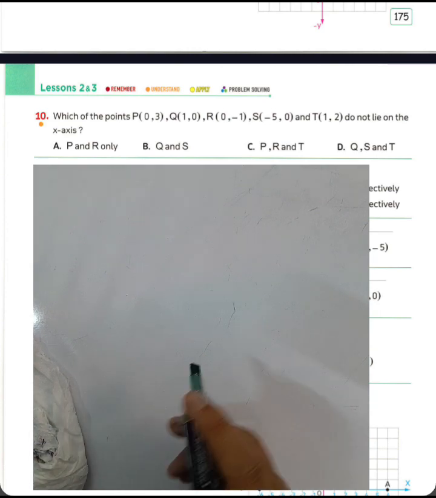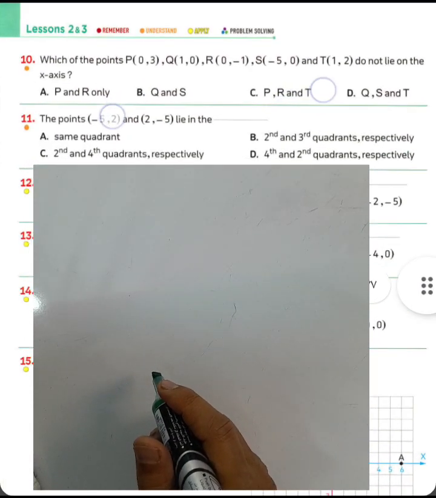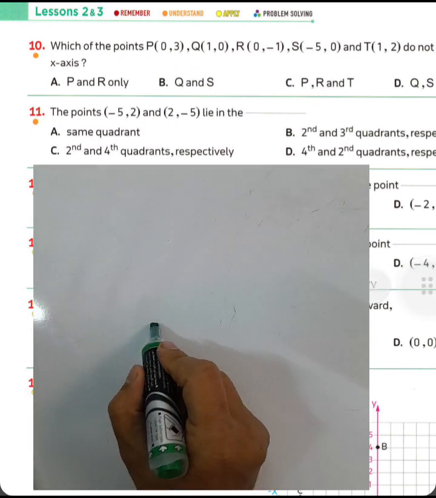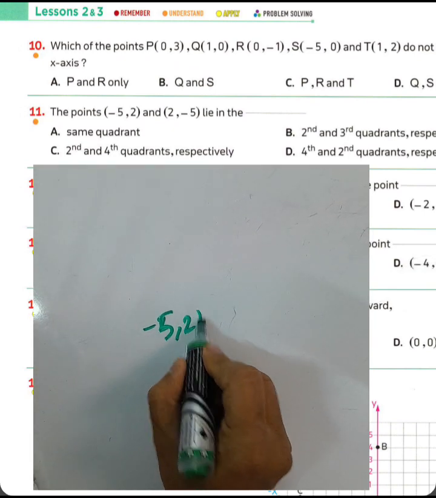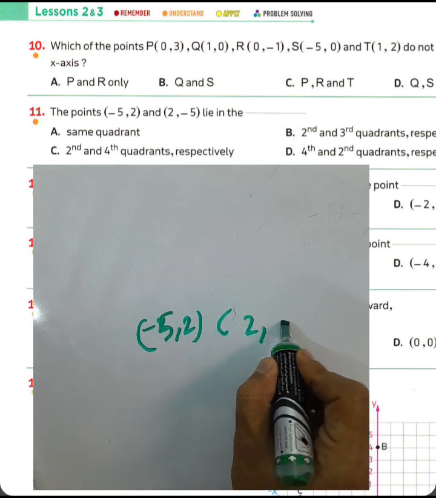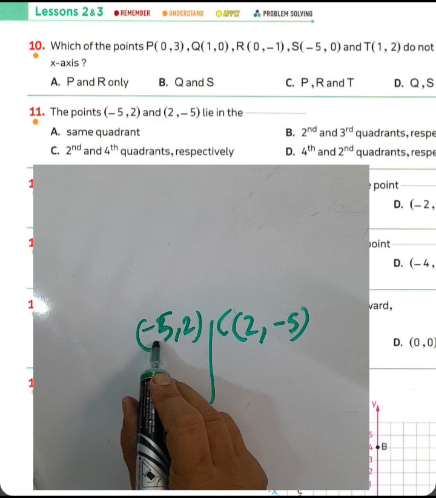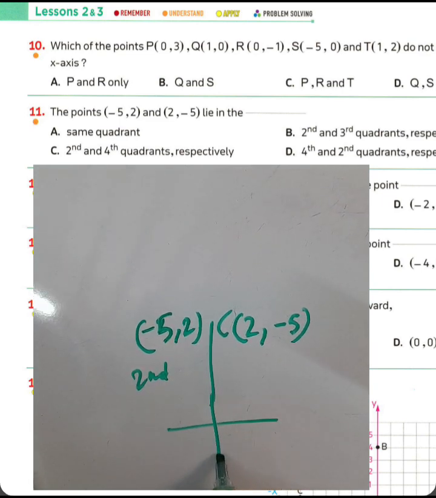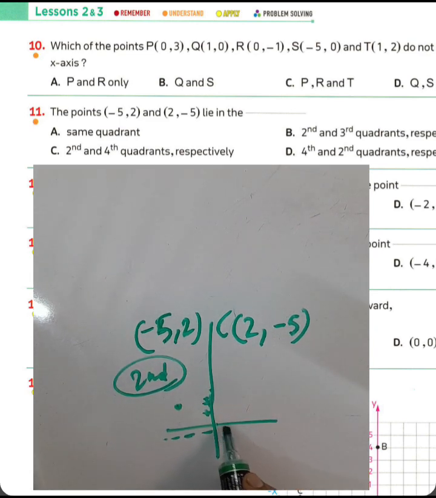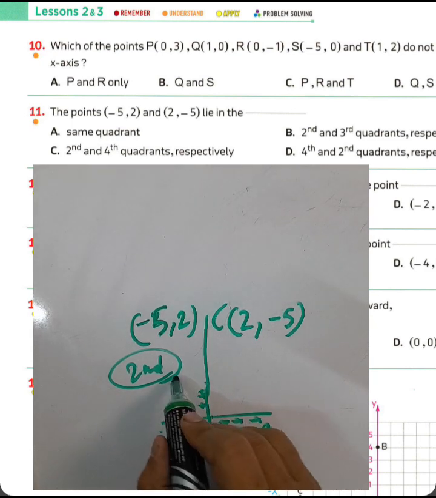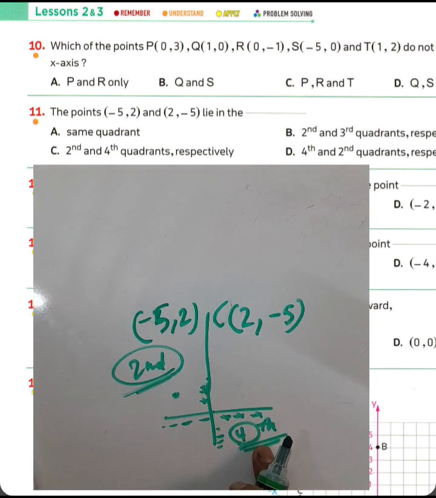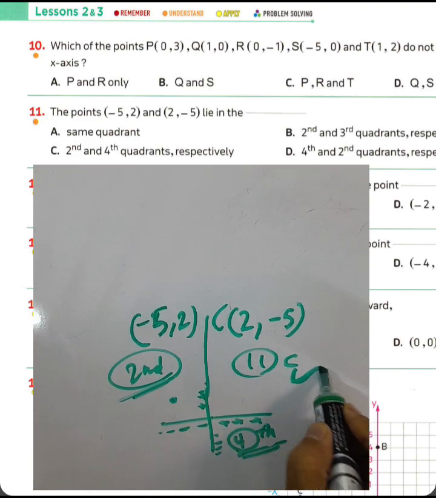Next question, 11. The point (-5, 2) and (2, -5). (-5, 2), negative and positive, lies in the second quadrant. And (2, -5), positive and negative, will be in the fourth quadrant. Then second quadrant and fourth quadrant. Choose letter C about question number 11.